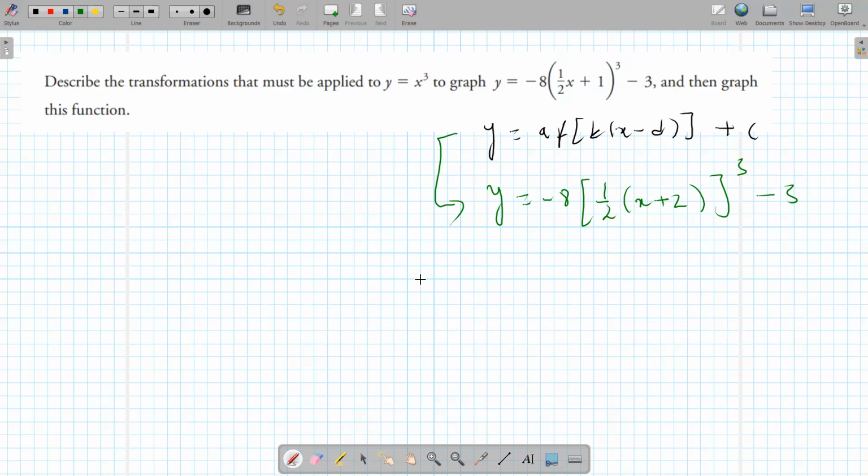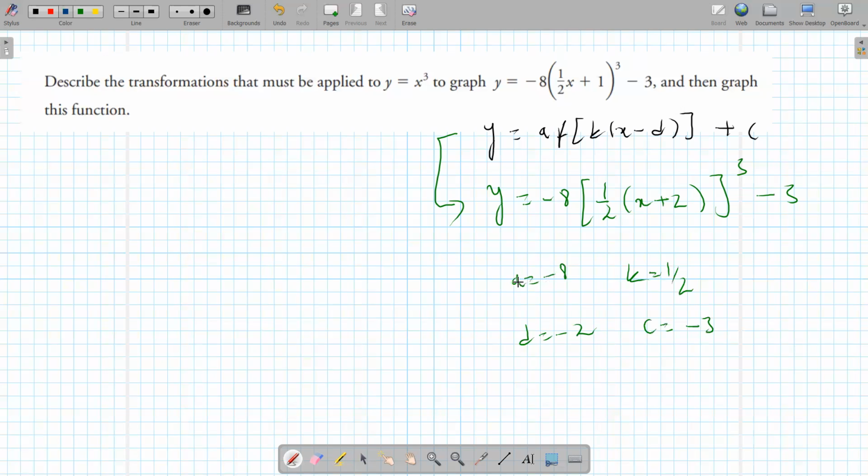What is a? Right, we're trying to find what a, k, d, and c are. a is negative 8. Right, what about k? 1 over 2. Right, what about d? D is minus 2, because it already comes with a negative sign there. What about c? Negative 3. Exactly.